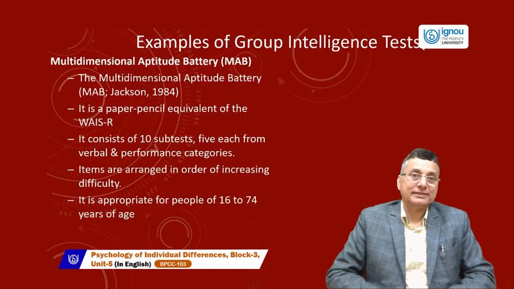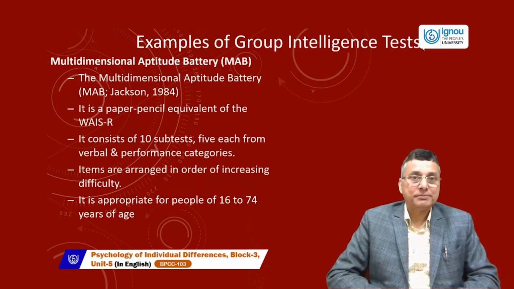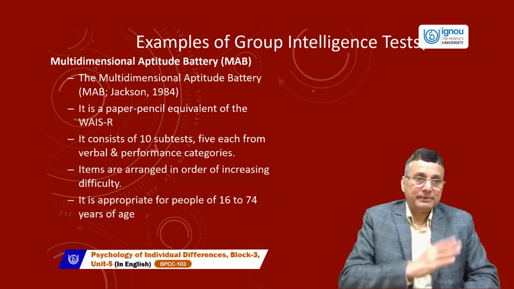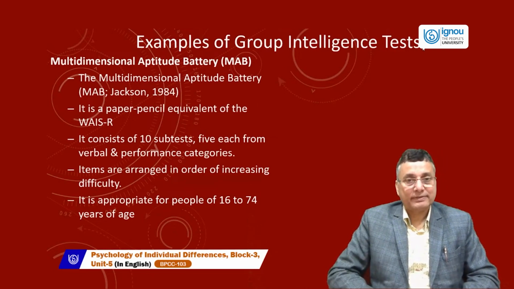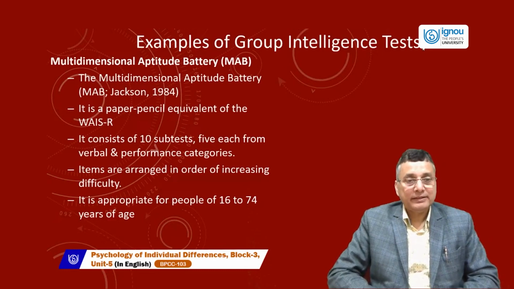Examples of group intelligence tests. Let us see what group intelligence tests are available. The Multidimensional Aptitude Battery (MAB), given by Jackson in 1984. It is a paper-pencil equivalent of the WAIS-R verbal and performance parts, and it consists of 10 subtests, 5 each from the verbal and performance categories, and items are arranged in order of increasing difficulty. Initial items are simple and later items are difficult. It is appropriate for people of 16 to 74 years of age.